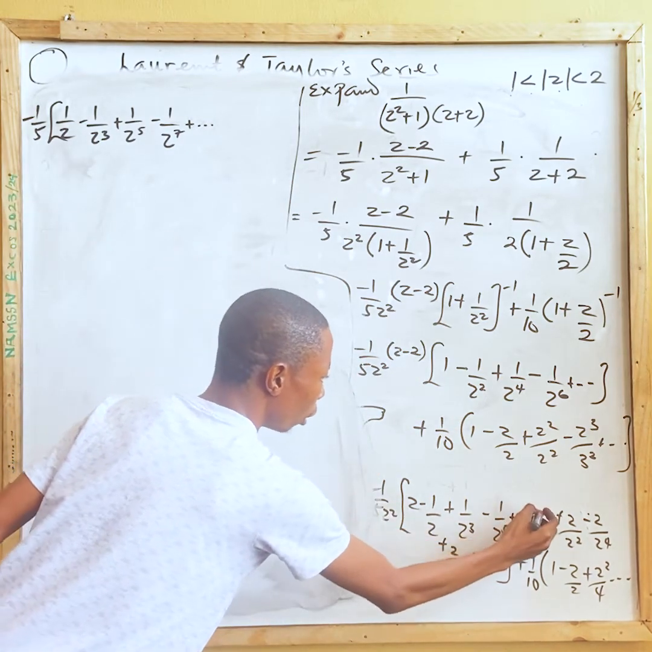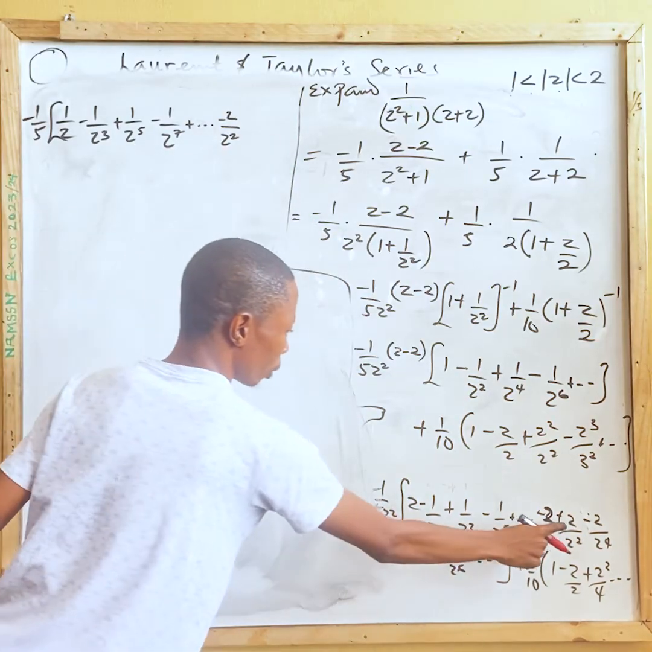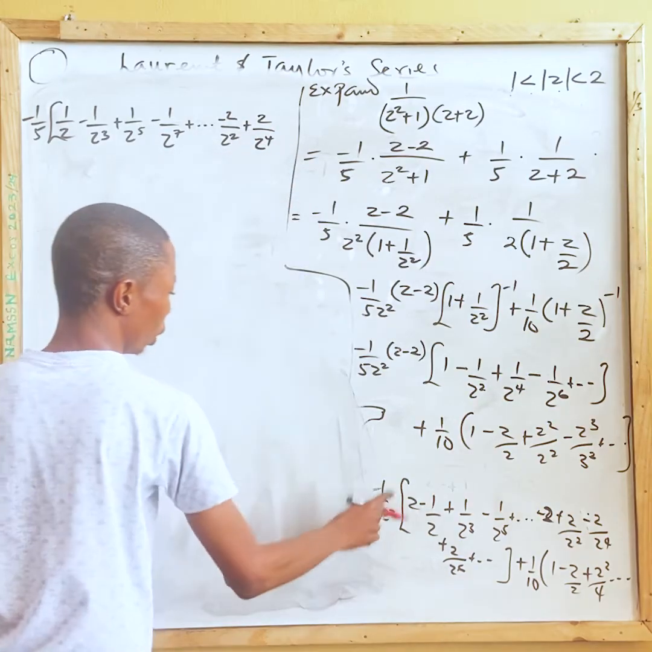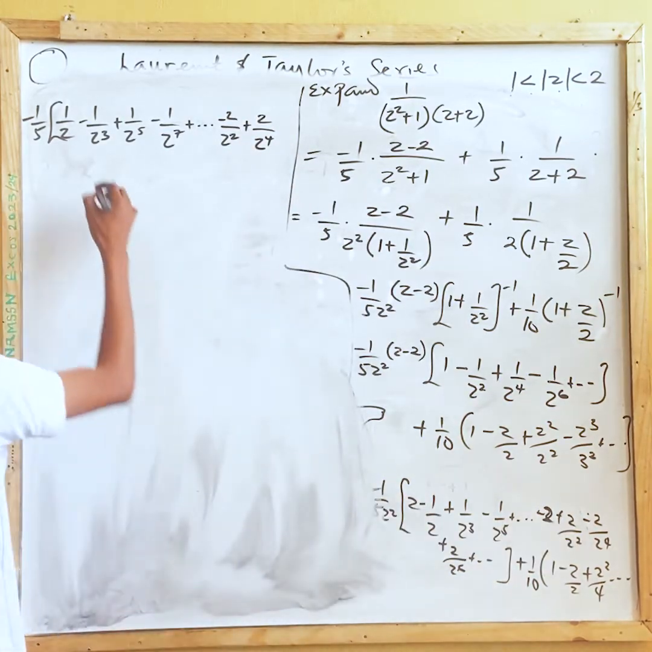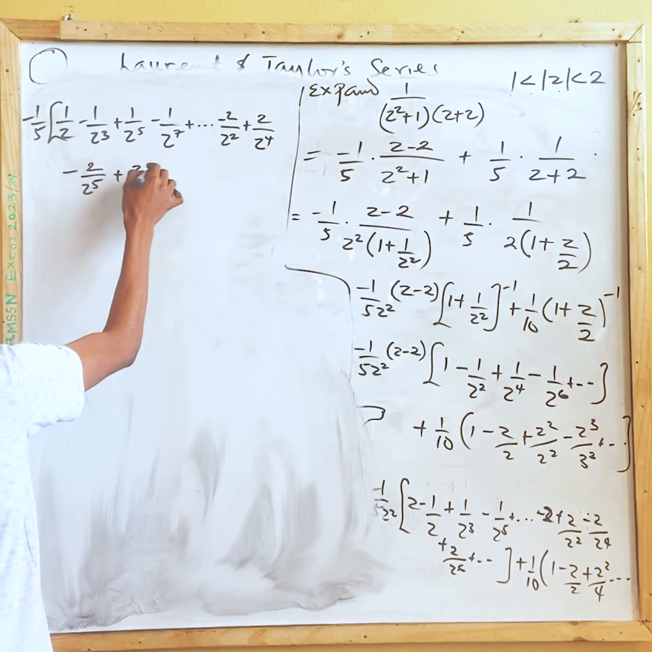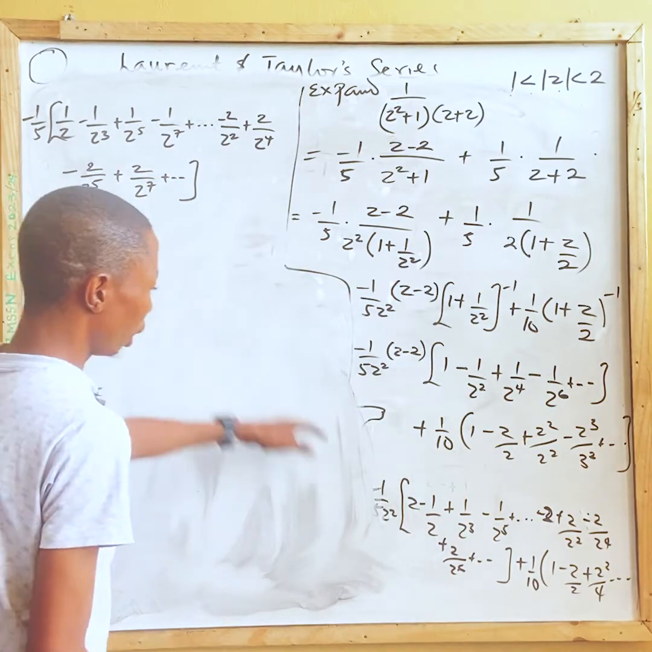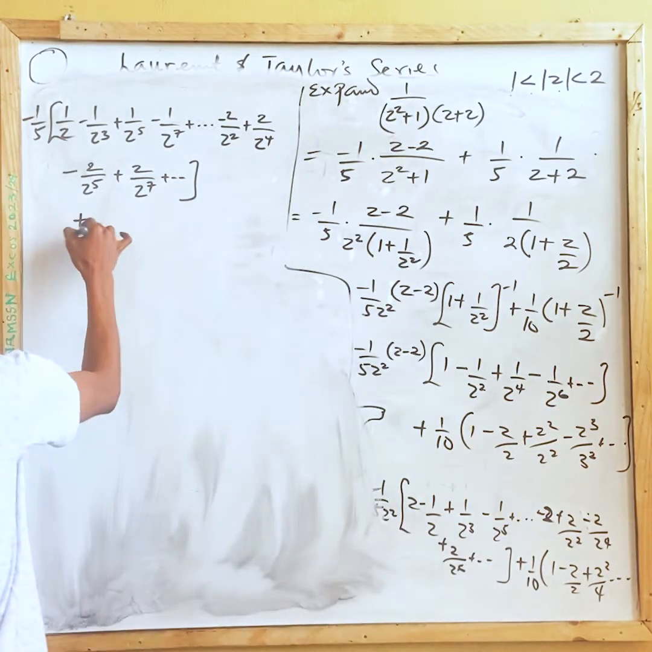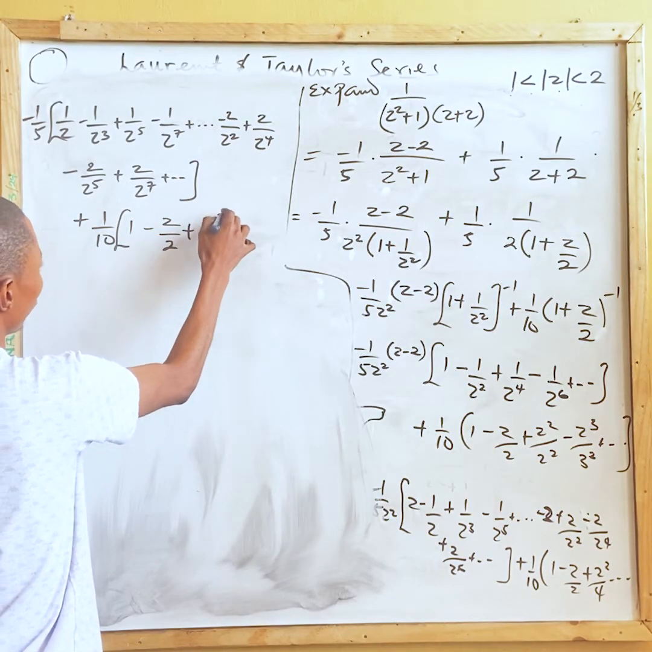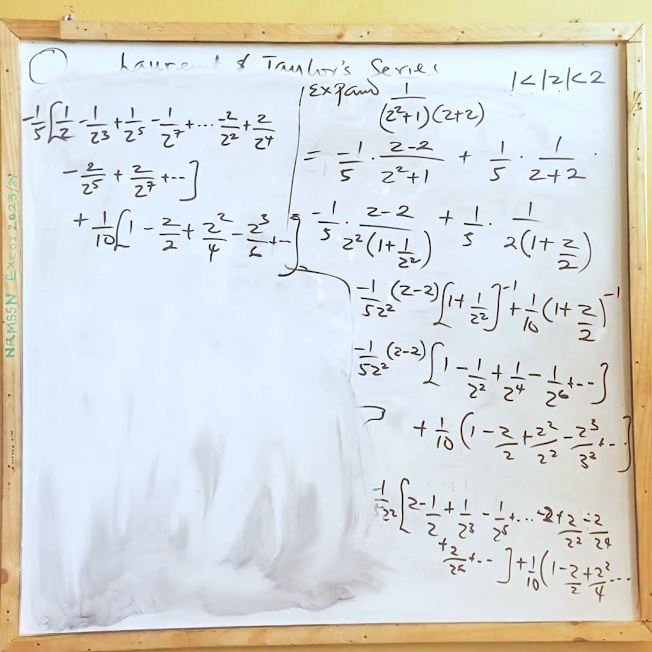Divided by z squared times minus 2, that's minus 2 divided by z squared. Divided by z squared times 2 over z squared, that's plus 2 divided by z raised to power 4. Divided by z squared times 2 over z to the 4, minus 2 divided by z raised to power 5. And then plus 2 divided by z raised to power 7. So that one ends. And this, we're having plus 1 over 10 into 1 minus z over 2 plus z squared over 4 minus z raised to power 3 over 6. So that will be my Laurent series.